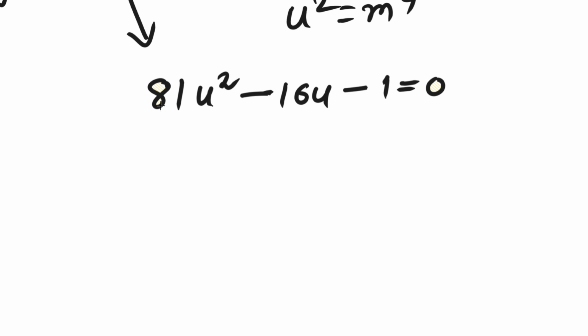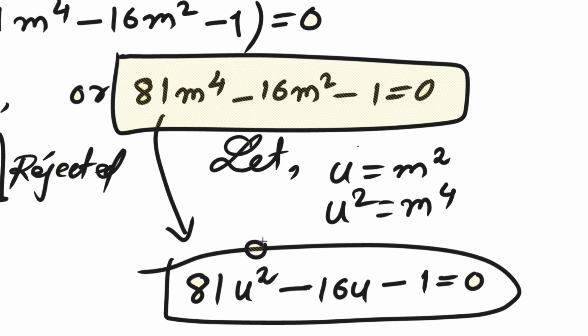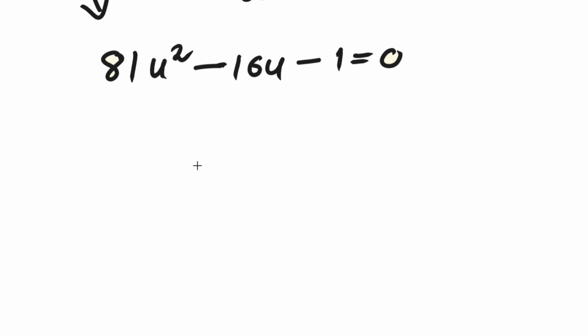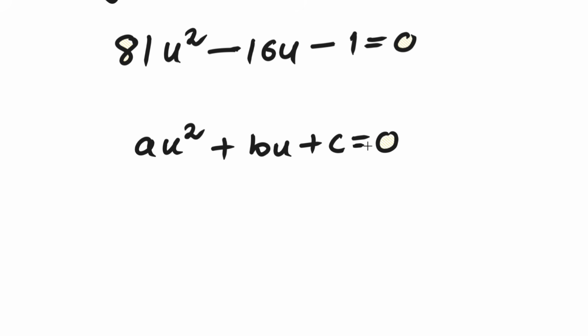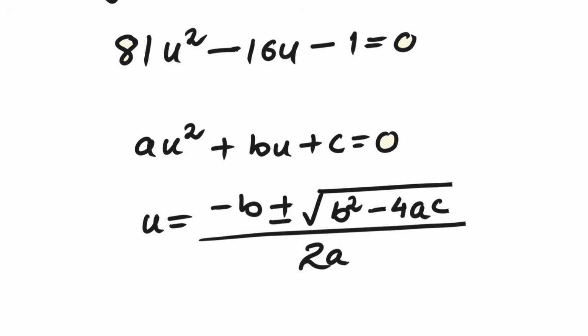Excellent. We have transformed the complicated-looking fourth-degree equation into an ordinary quadratic equation. Now we can solve this using the quadratic formula. Remember, for an equation of the form au squared plus bu plus c equals 0, the quadratic formula is u equals negative b plus or minus the square root of b squared minus 4ac, all divided by 2a.